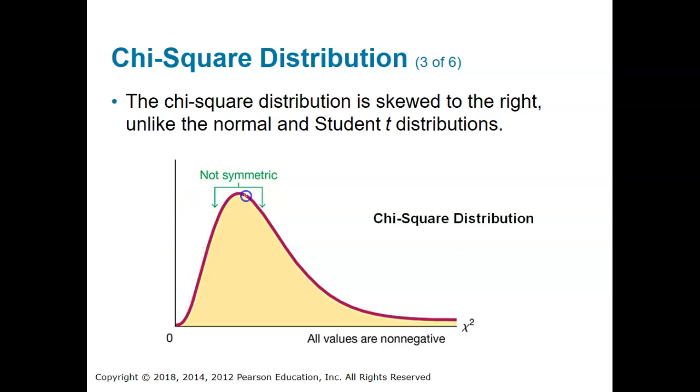Okay, so this is what the chi-square distribution looks like. And as you can tell, it is not symmetrical like a normal distribution would be. It's skewed to the right. Another thing to make note of is that all values are non-negative, so it never goes into the negative. So we know that for the t-distribution and the normal distribution, we do have negative values, but for the chi-square distribution, we do not have any negative values.